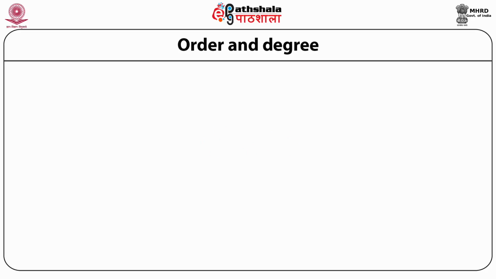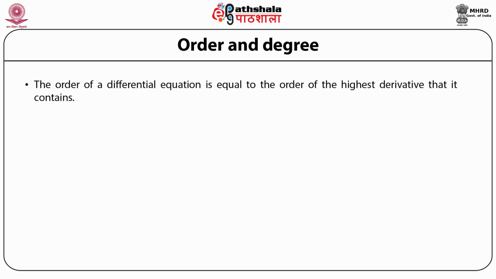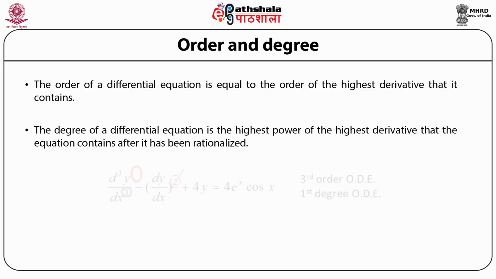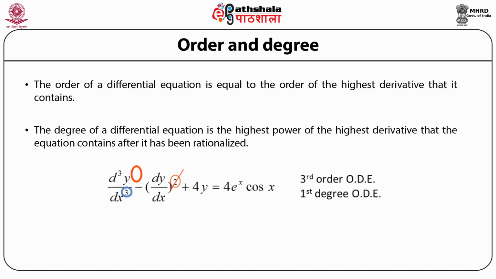We want to understand order and degree. The order of a differential equation is equal to the order of the highest derivative that it contains. So let us see an example. Now we have d cube y by dx cube minus dy by dx whole squared plus 4y is equal to 4 e to the power of x cos x.